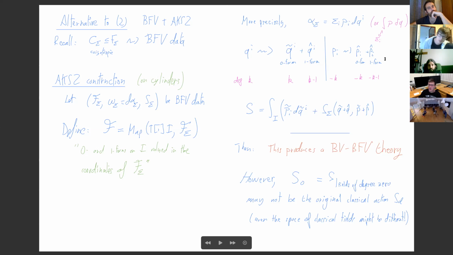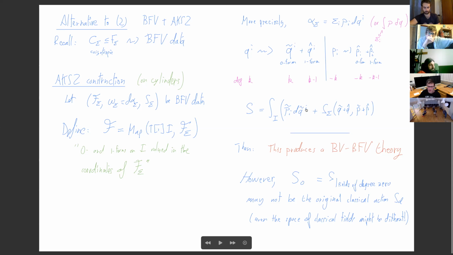Now, as I said, these are not morphisms, so the degrees are not preserved, and the mismatch of the degrees is what is called the degree of the superfield. So if the coordinate q^i has degree k, we assign degree k also to this function, but we assign degree k minus 1 to the 1-form. Now, the momentum will have degree minus k because the symplectic form is degree 0, and then this function will also have degree minus k, whereas this 1-form will have degree minus k minus 1.